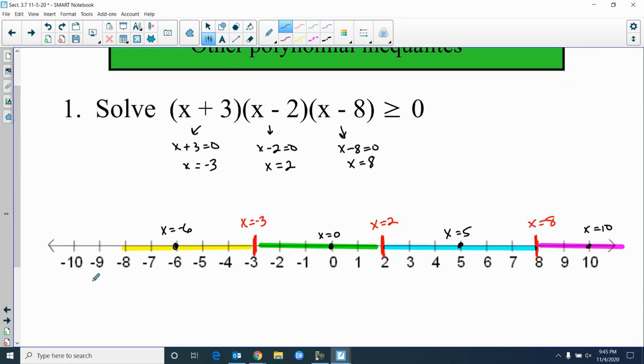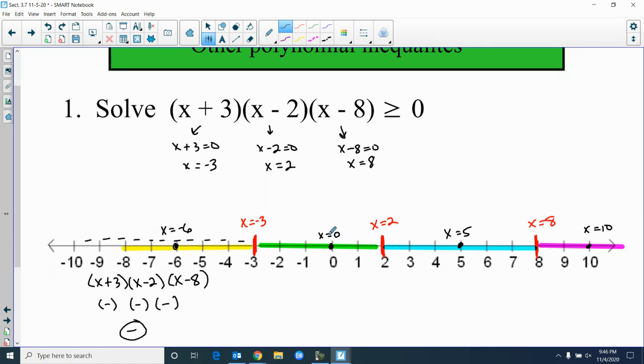Okay, take your original, x plus 3, since it's in factored form, x minus 2, x minus 8, and I'm going to plug in negative 6. Negative 6 plus 3 is a negative. Negative 6 minus 2 is a negative. And negative 6 minus 8 is a negative. If you multiply 3 negatives together, your final result will be negative. So every number in here, as long as I've done this right, will give me a negative answer.